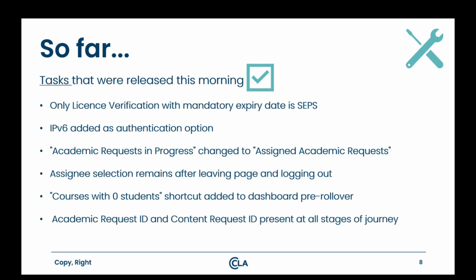So if you do make use of the academic request form or an RLMS system, you will see that these request IDs are shown on every page. And just a note, when you get to the content request page, in order to see the original academic request ID, you just need to click on the original request button.